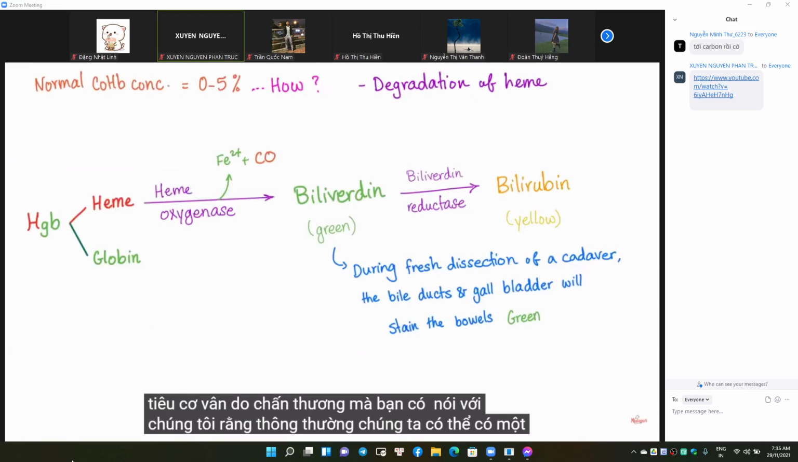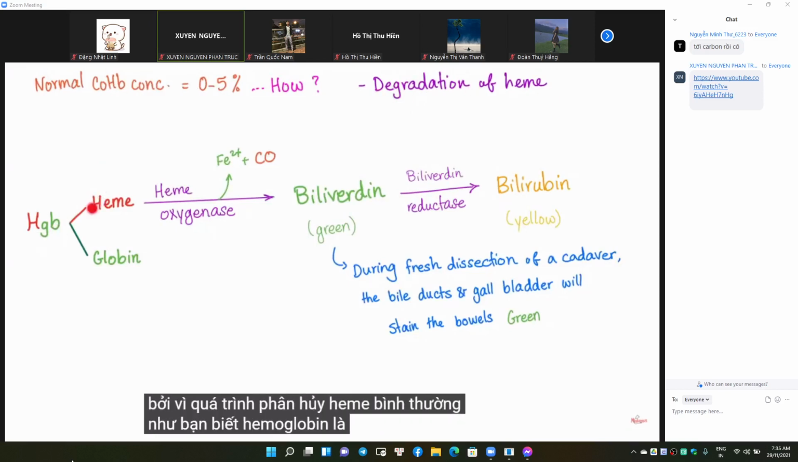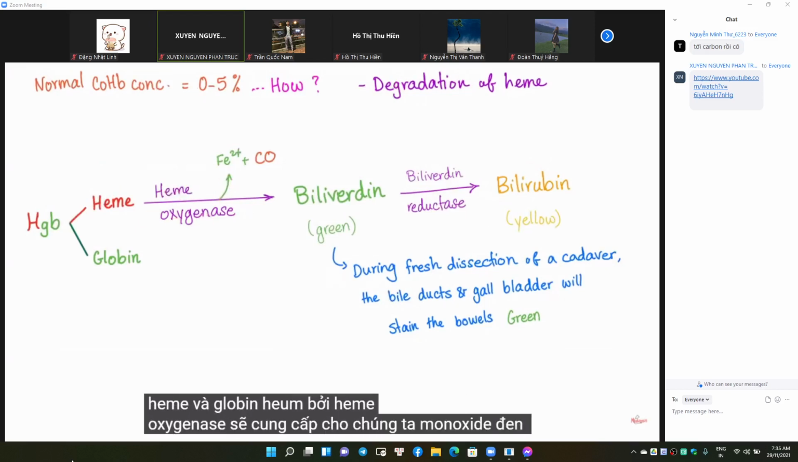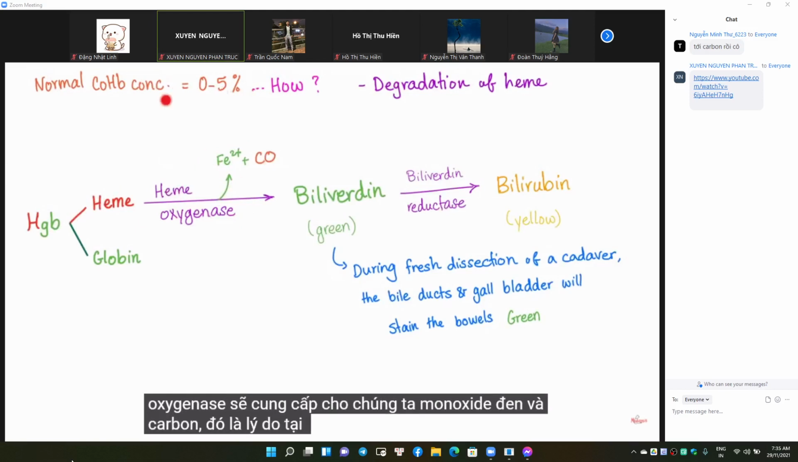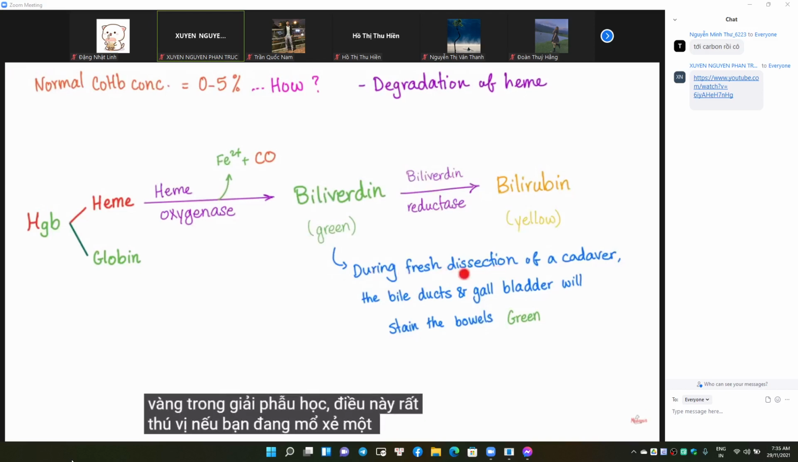Interesting. You have told us that normally we can have a minute amount of carboxyhemoglobin in the blood. Absolutely. Why? Because of the normal process of heme degradation. As you know, hemoglobin is heme and globin. Heme, by the heme oxygenase, will give us the ferrous iron and carbon monoxide. That's why. And then it's going to turn into biliverdin, which is green, and then to bilirubin, which is yellow. By the way, in anatomy, which is very interesting, if you are dissecting a fresh cadaver, the bile ducts and gallbladder will stain the intestines green. So you can ask your anatomy professor or a professor assistant this question.